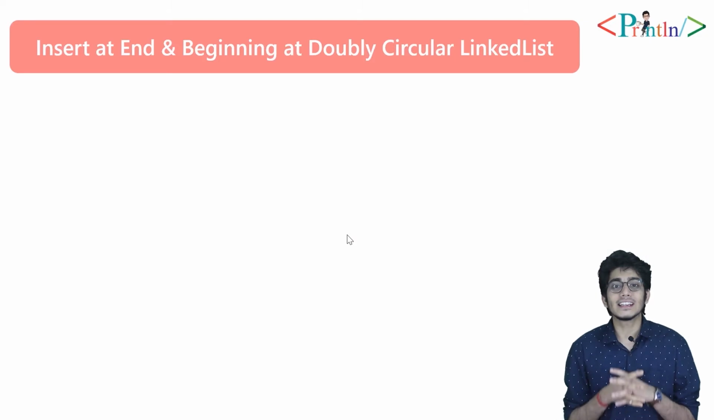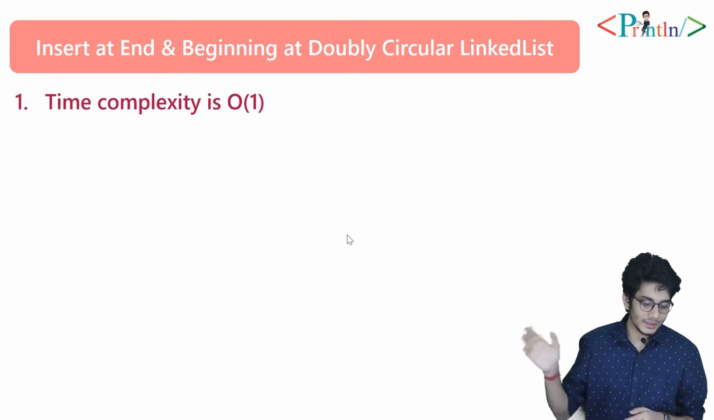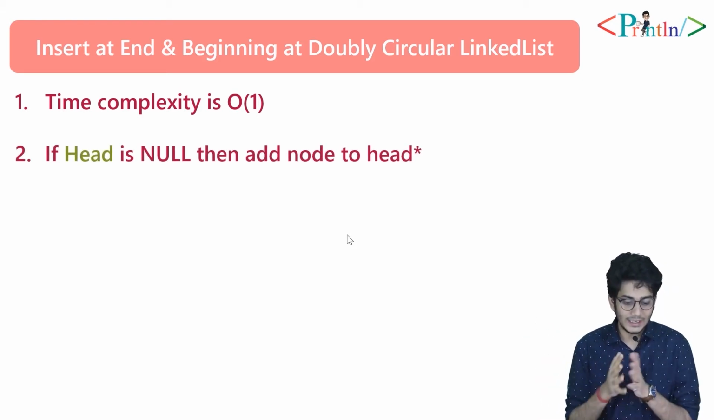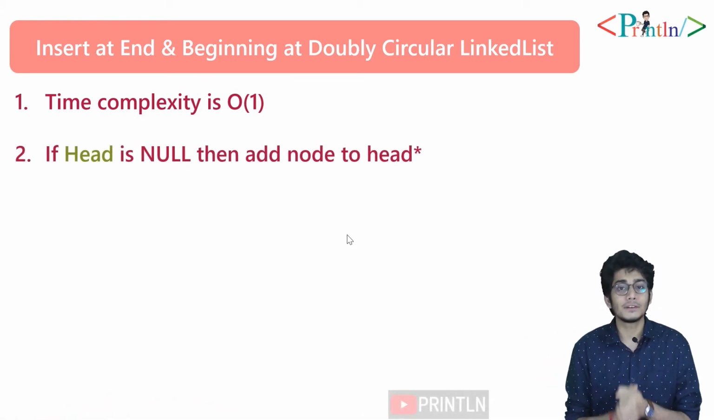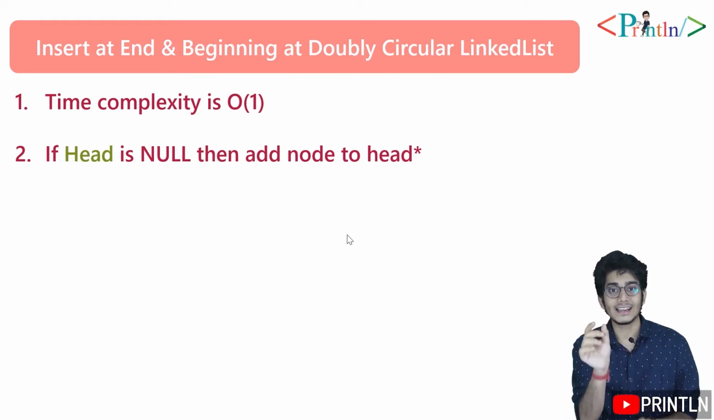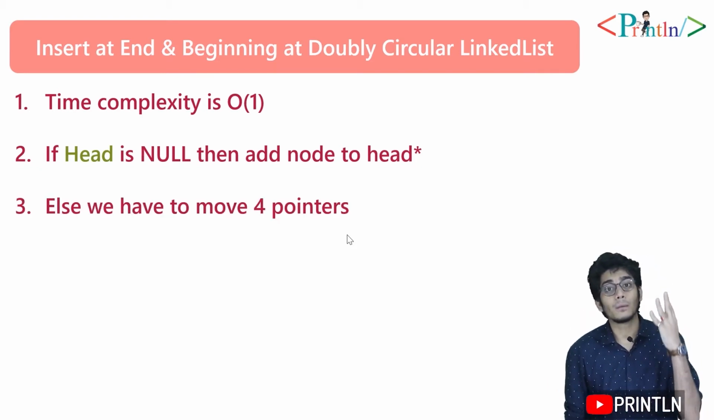So for inserting any node at the beginning or at the end of a doubly circular linked list, the time complexity will be order of 1. As you can see, the time complexity is order of 1. Then if our head is null, we'll just add that node to our head and set the next and prev pointers with the value of head, that is the address of head. We have to move 4 pointers.